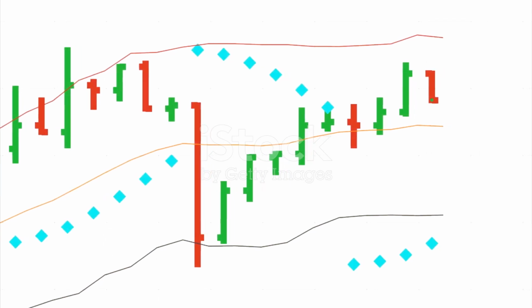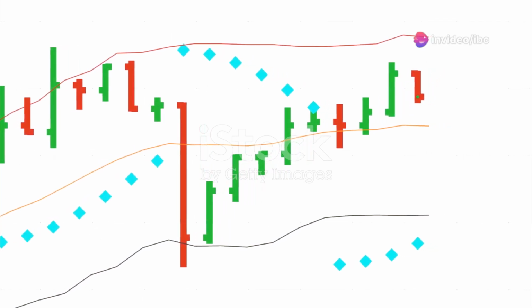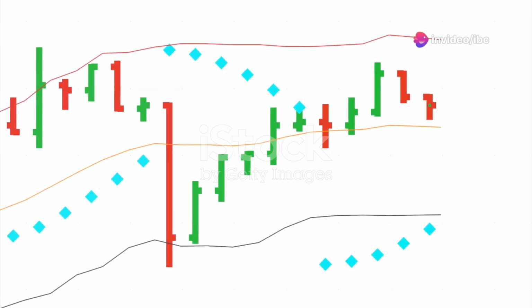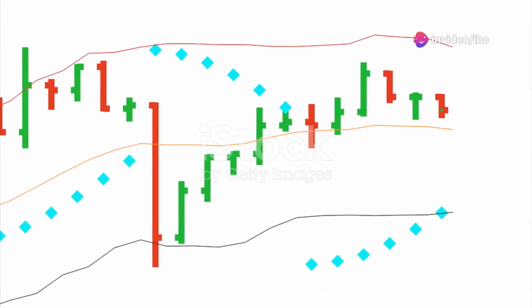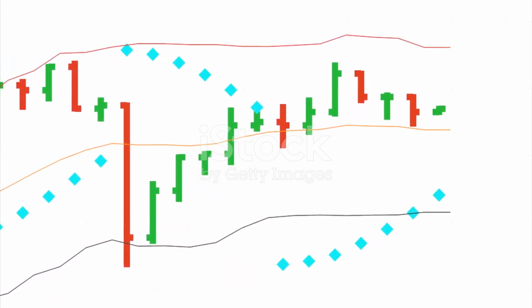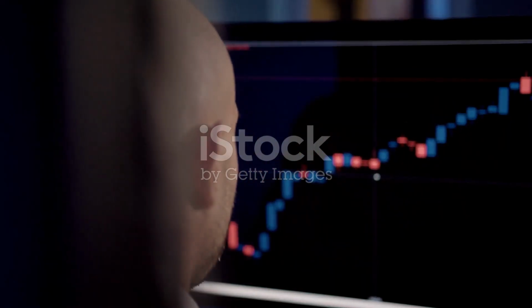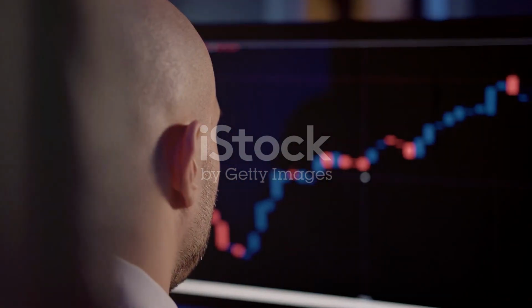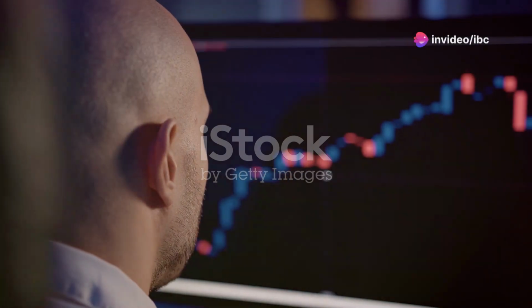Developed by John Bollinger in the 80s, these bands consist of three lines: the middle band, an SMA of the price, and the upper and lower bands, two standard deviations away from the middle. Setting them up is a breeze. Just choose the Bollinger Bands indicator on your trading platform.